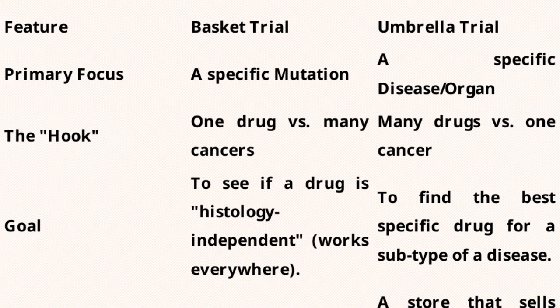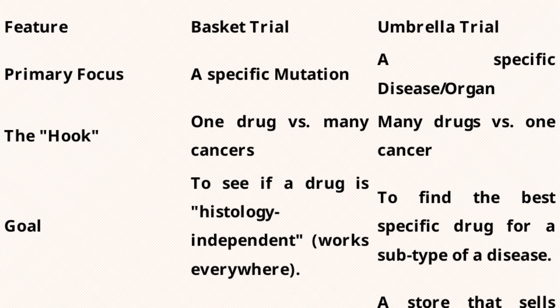Now, regarding the hook, this is what makes each trial type unique. Basket trials test one drug across many different cancers that share that mutation, kind of like seeing if one treatment can work regardless of where the cancer is located. Umbrella trials, on the other hand, compare many drugs within a single cancer type to find the best fit for each subtype. The goal also differs.